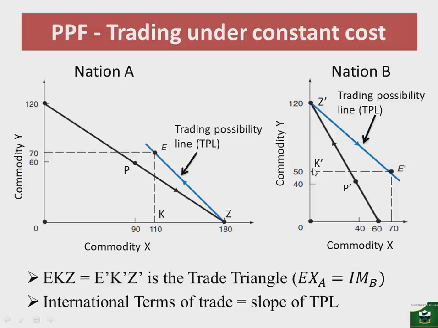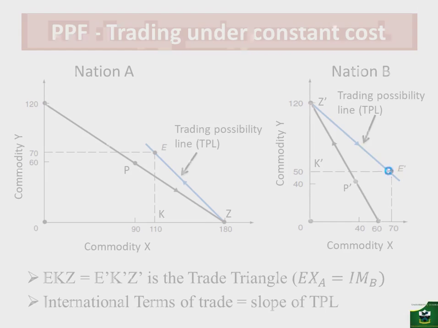Okay, so secondly, we also see that the international terms of trade here will be equal to the slope of the trade possibility line. This line is showing the domestic, or local, terms of trade, while the slope of the trade possibility line will give us the international terms of trade.